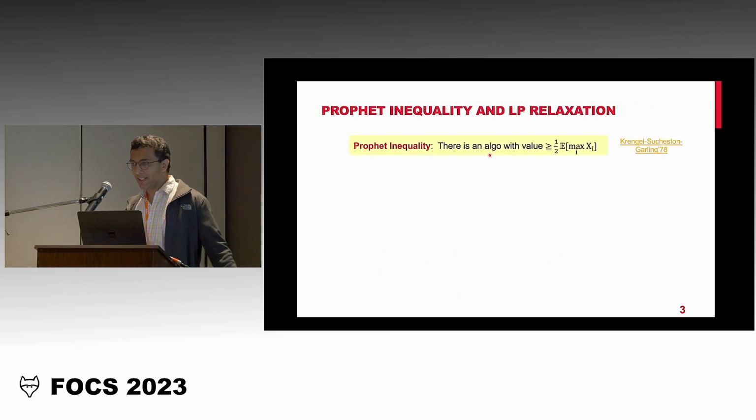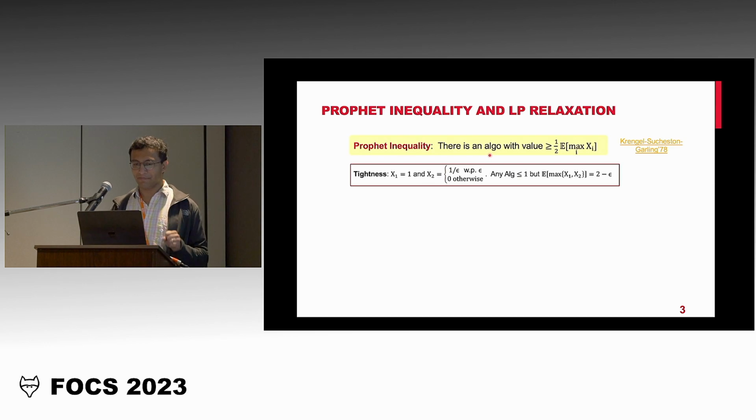Good. So prophet inequality, as I'm saying, half is this. Let's first see why half is tight. Just a simple example. So imagine you just have two random variables, and x1 takes value 1 deterministically. So x1 is always 1. x2, on the other hand, can sometimes take a very large value, and otherwise it's 0. So with epsilon chance, it's going to be 1 over epsilon, and otherwise it's going to be 0.